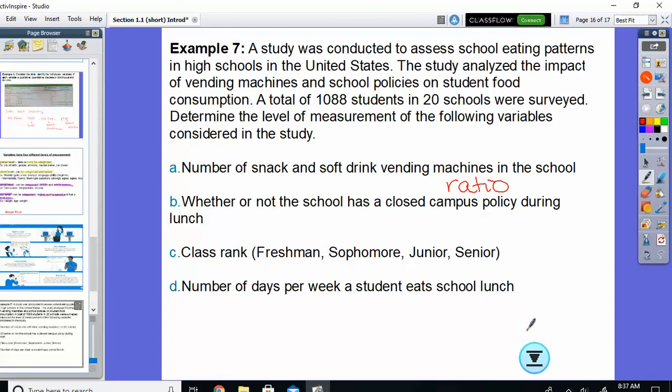Whether or not the school has a closed campus policy during lunch. So is this quantitative or qualitative? Qualitative. So we're talking about either nominal or ordinal. Ordinal means we have to be able to rank these answers. Is there a ranking here? No. So this has to be nominal.